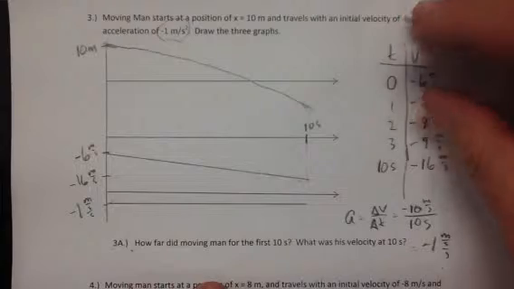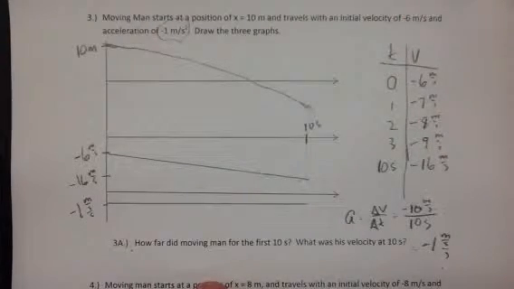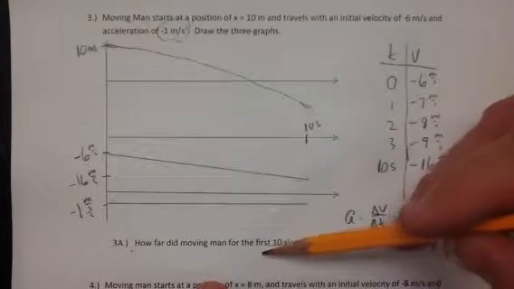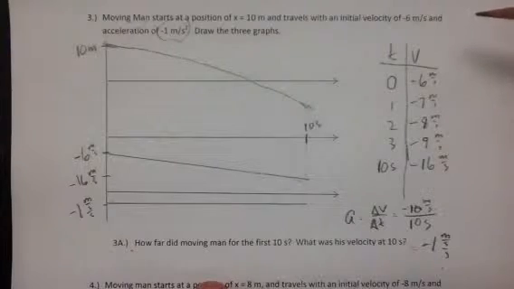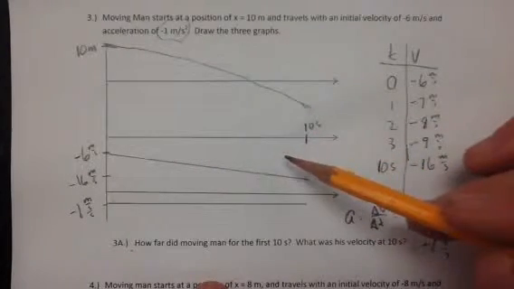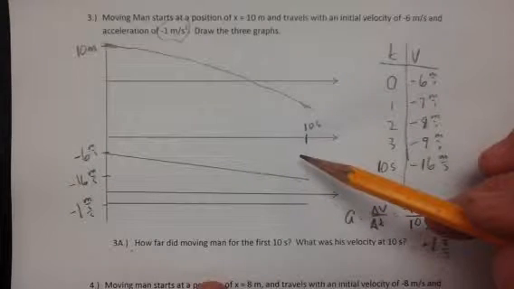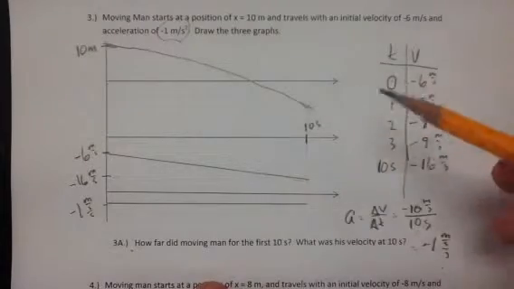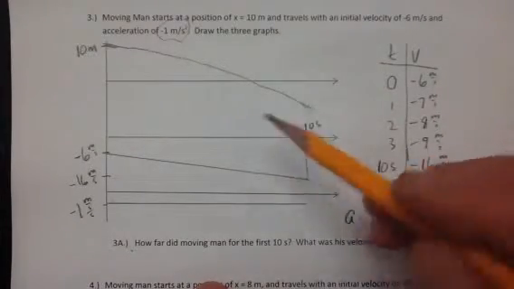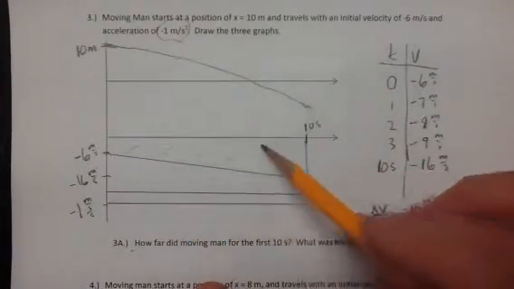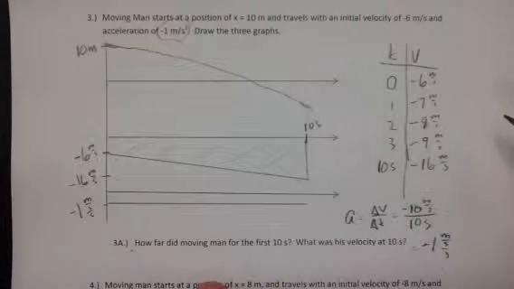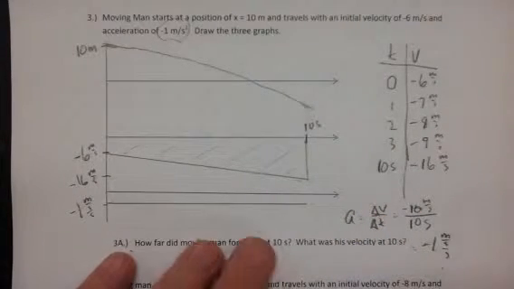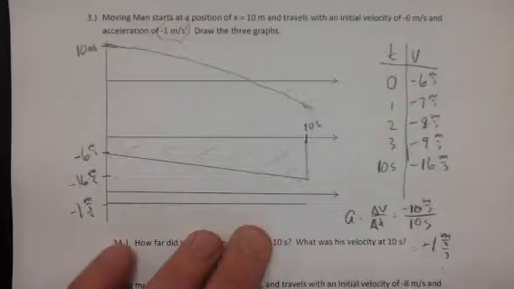We are also asked to determine how far the moving man moved during the first 10 seconds. We know that the area beneath the velocity graph determines the position, or determines the displacement. So if we figure out the area of this thing right here, that will basically tell us the displacement of the moving man.